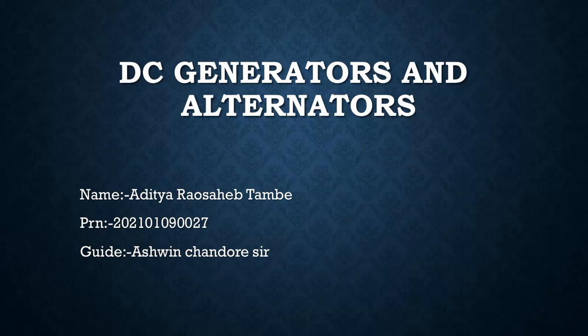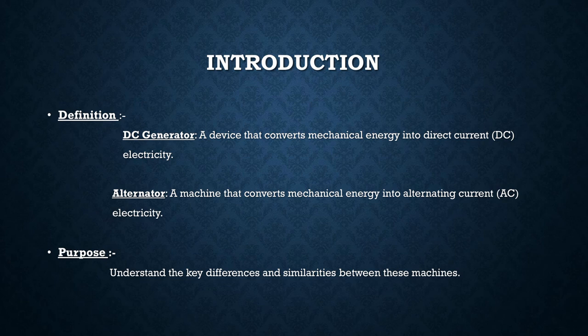Today, I am presenting the presentation on DC generator and alternator. So, I will introduce my project and the definition of it. The DC generator, a device that converts mechanical energy into direct current electricity, is known as a DC generator, and the alternator, a machine that converts mechanical energy into alternating current energy, is known as an alternator. The purpose behind this presentation is to understand the key differences and similarities between these machines.